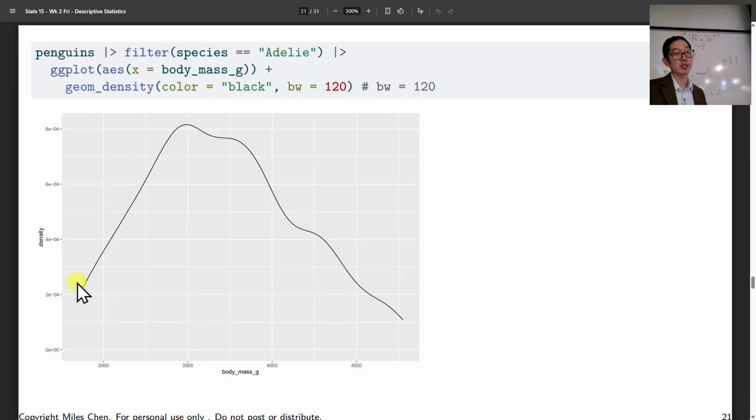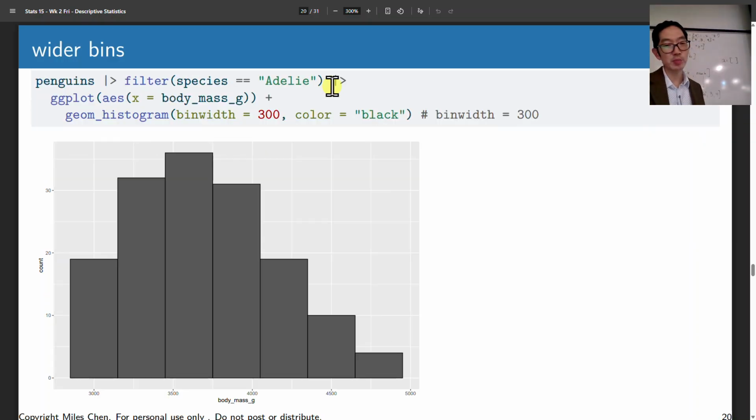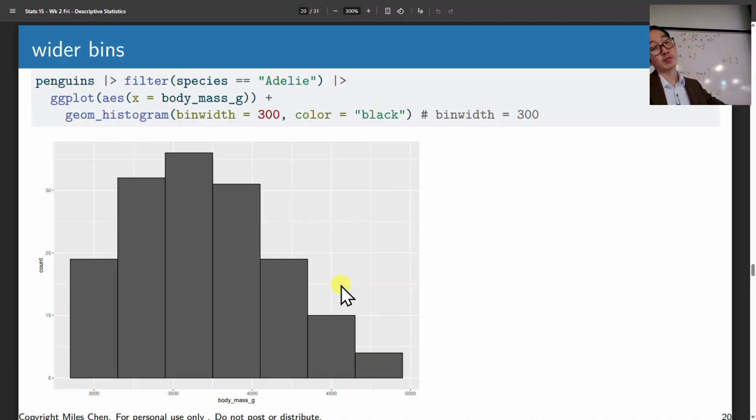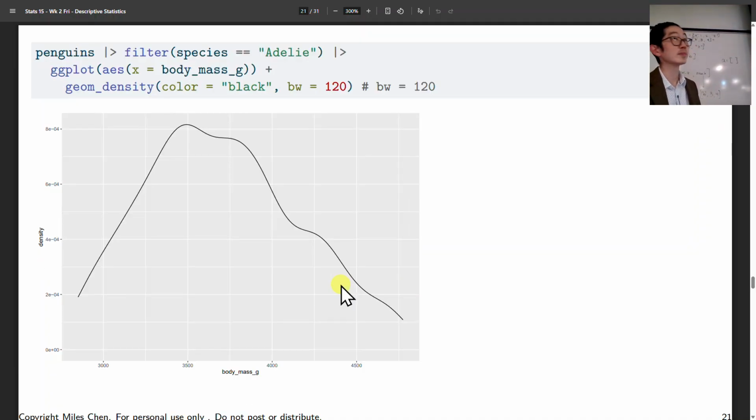And then similarly for density, here I just changed the bandwidth. The bandwidth and the bin width are a little bit different, but here the bandwidth is 120, and this is the smoothed out version of this. Does bandwidth also have to do with the integrals? No, I don't know. There's some math behind this. I just know it's basically a knob that you can turn.